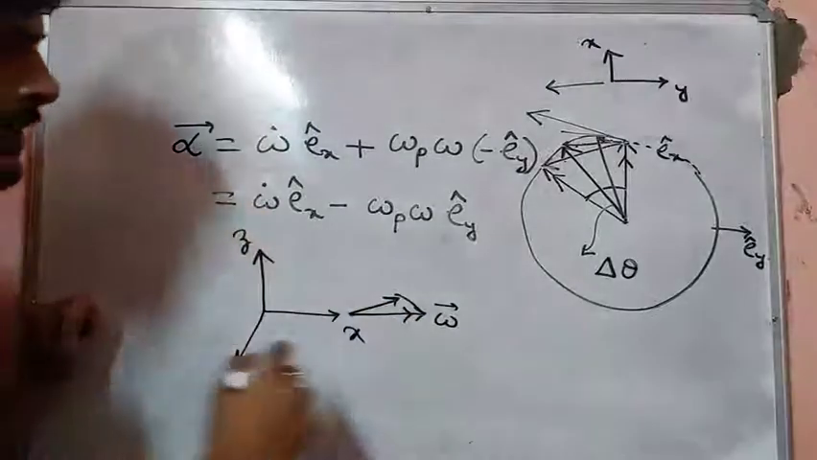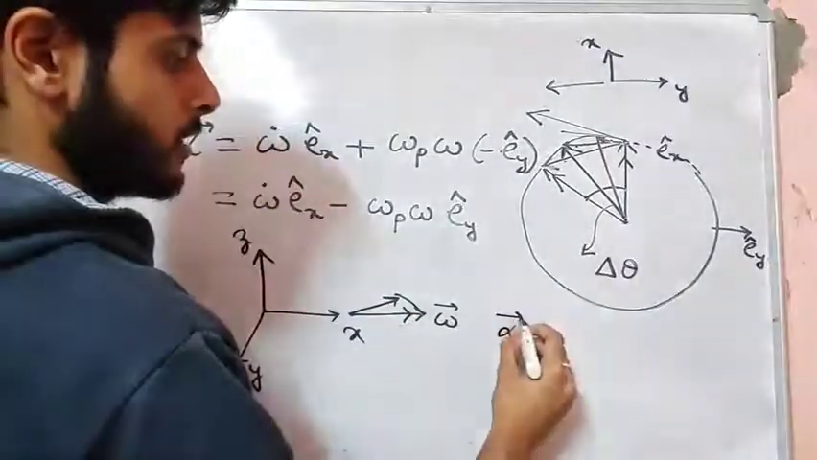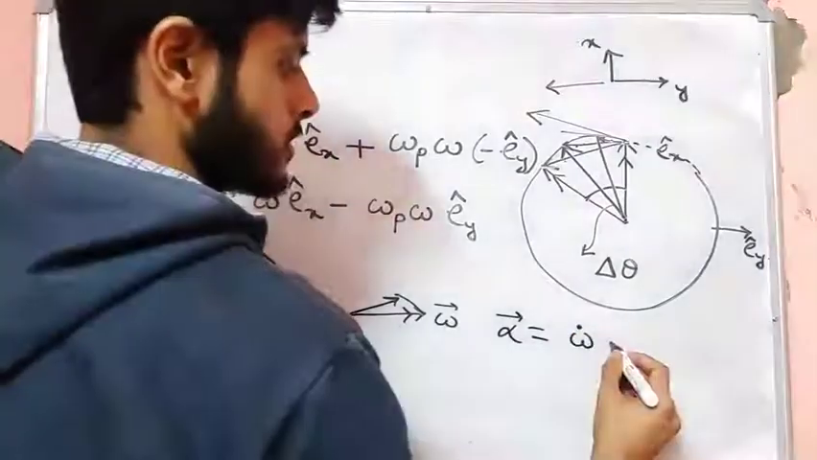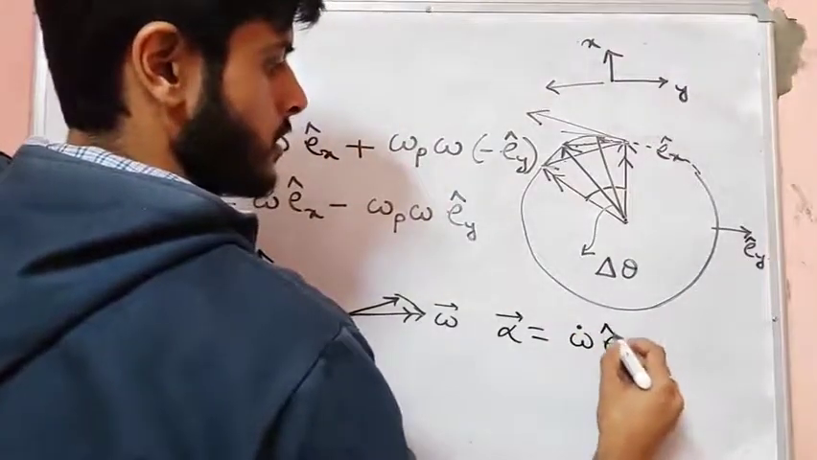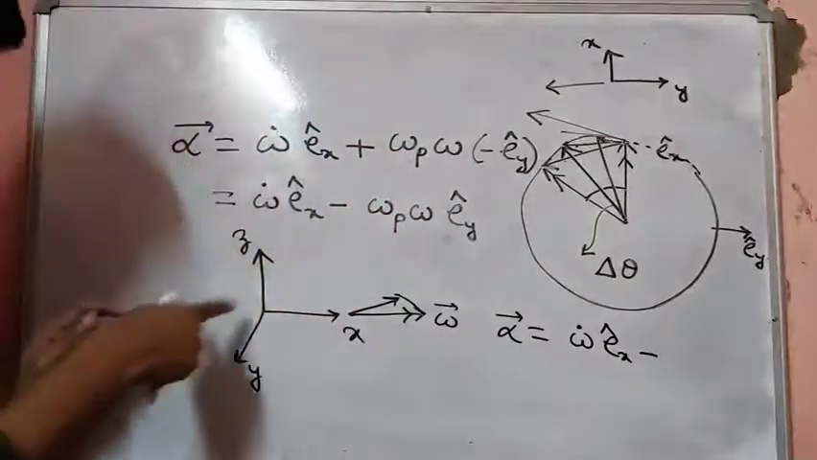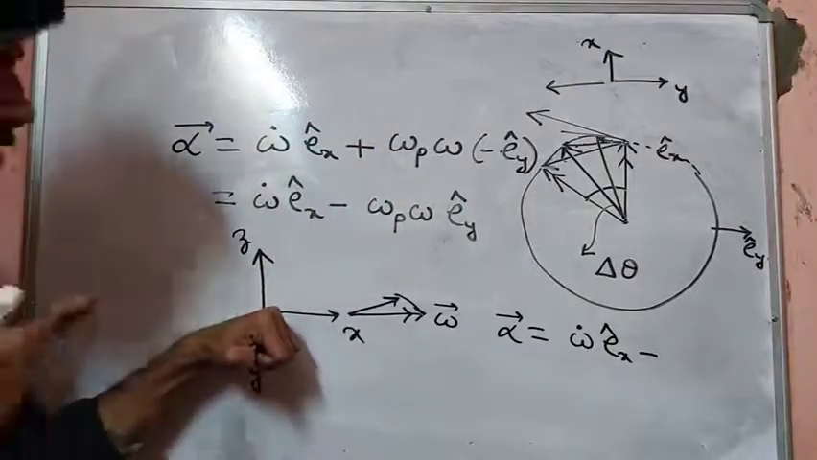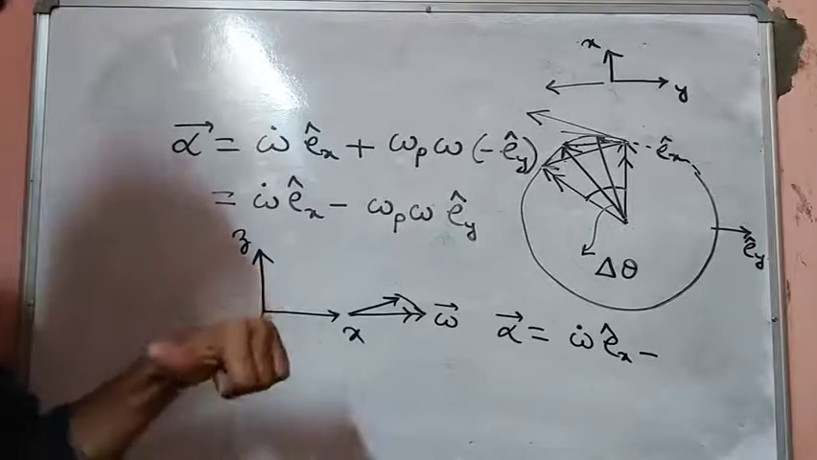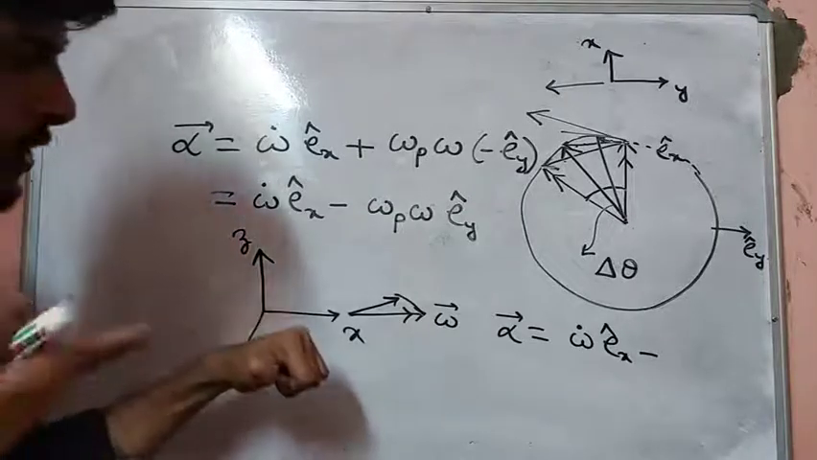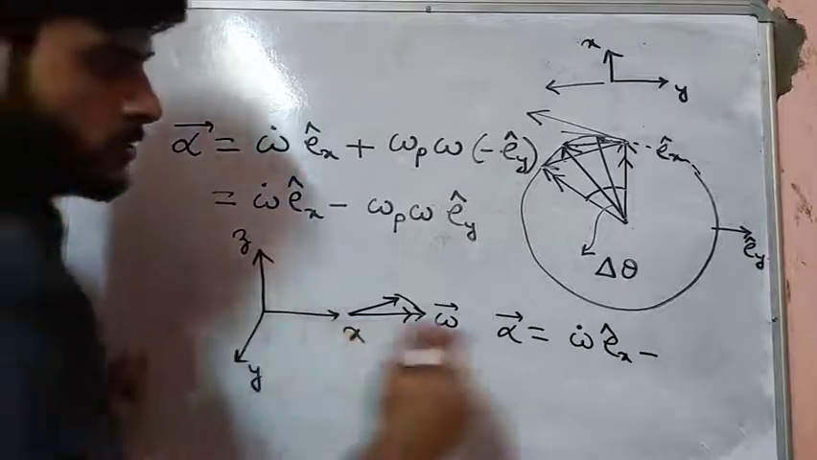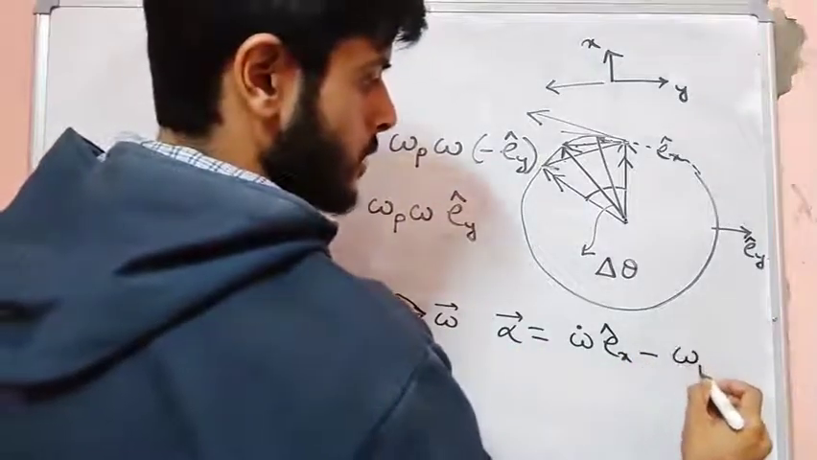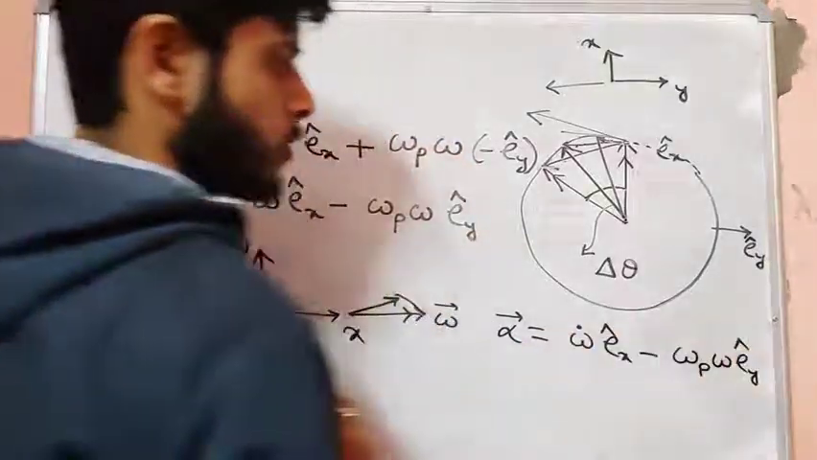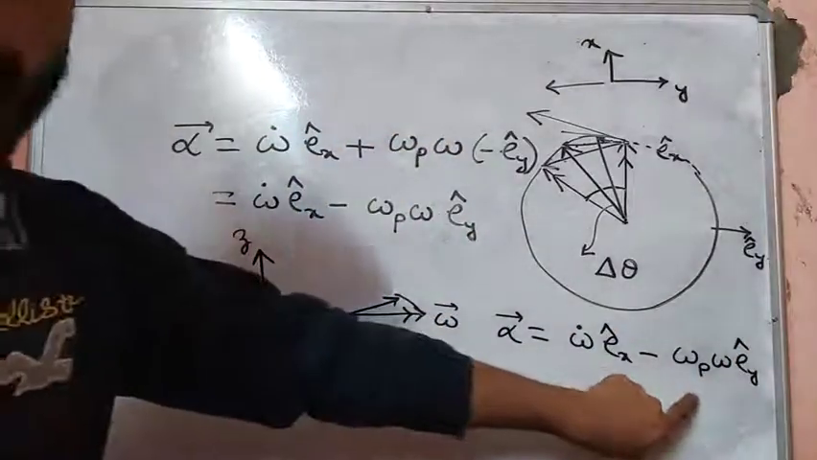then the angular acceleration is given as ω dot ex vector minus, that means it is opposite to the y axis, into the board. Away from the board is our positive y axis and into the board is our negative y axis. So this is minus ωp ω ey. So what is this ωp?